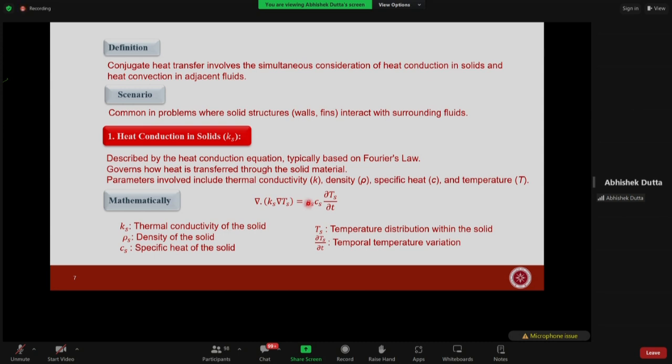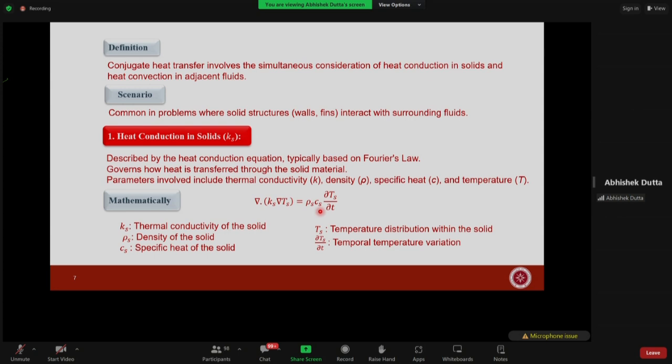Of course, the multiple parameters involved in this heat conduction are basically conductivity, density, specific heat, the temperature distribution, and the time variable. The temporal variation is the time-temperature variation, and the temperature distribution within the solid. So these are the parameters involved in this mathematical expression of heat conduction in the solid.